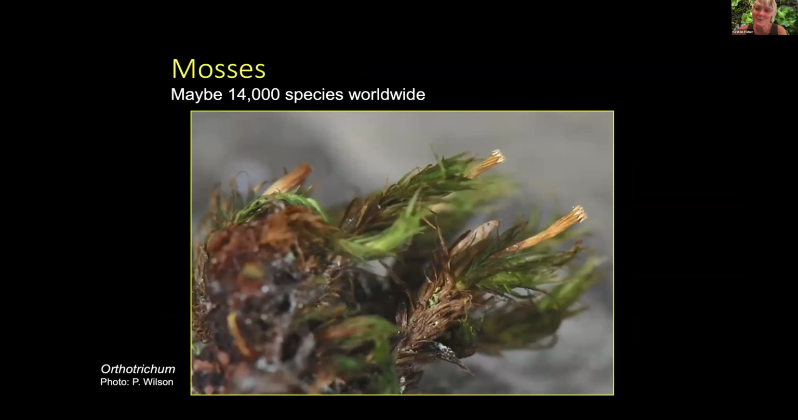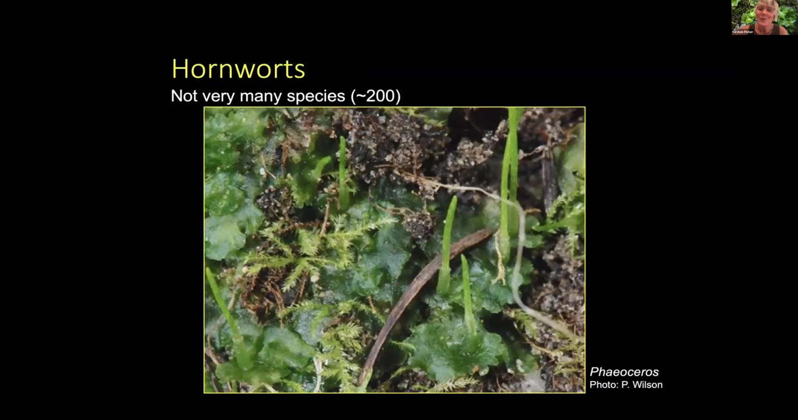And the mosses, which of course are my bias, I'm a moss person. The mosses are probably around 14,000 species recognized worldwide. And finally, the hornworts, which are like the special weird uncle of the bryophyte groups.